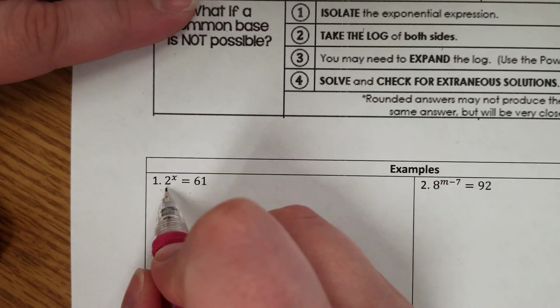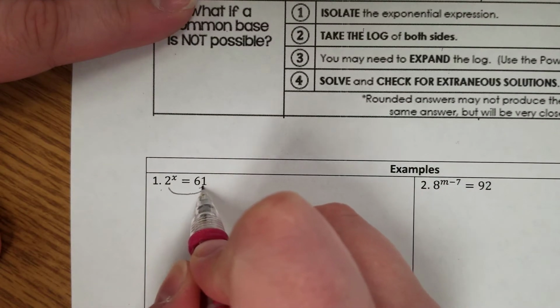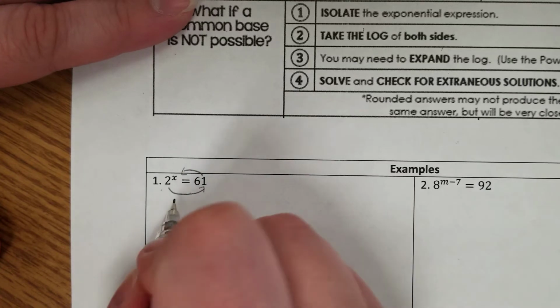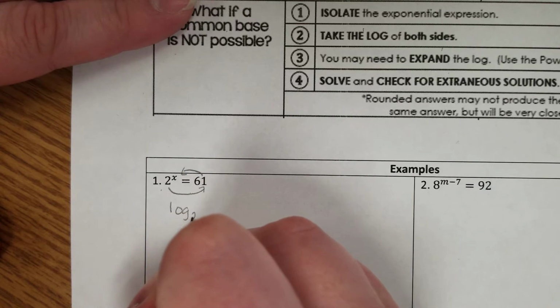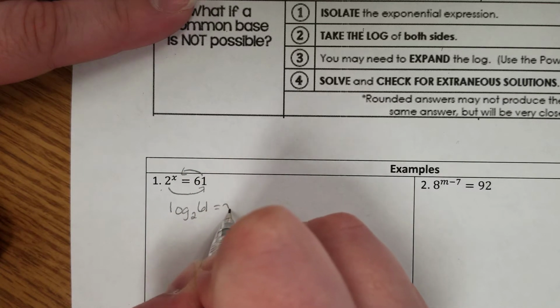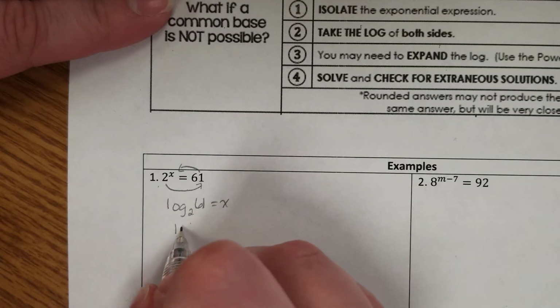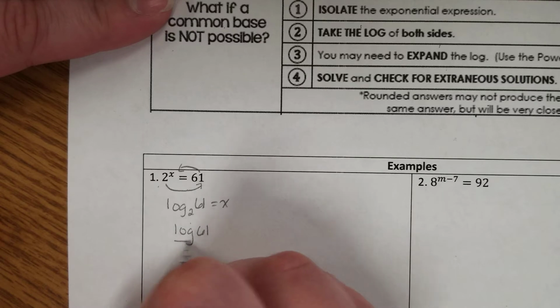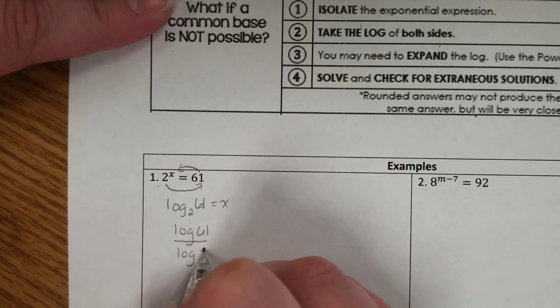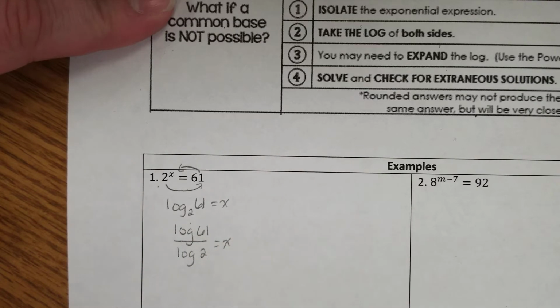So we're going to put this in logarithmic form. So we're going to start with the 2, 61, and the x. So we have log base 2, 61 equals x. And then we just use the change of base formula. So log of 61 divided by log of 2 equals x.